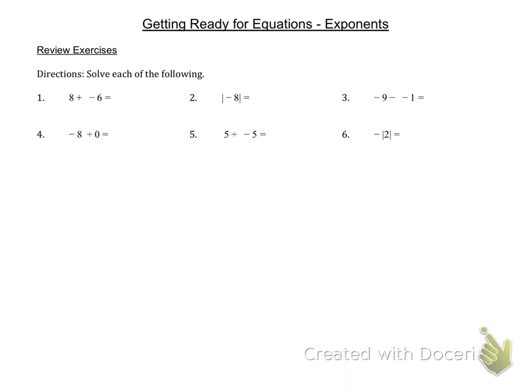Number 1, 8 plus a negative 6. Since you have a positive and a negative number, you're going to subtract the two numbers. 8 minus 6 is 2, and take the sign of the bigger number, which is positive, so positive 2. Number 2, the absolute value of negative 8 is the distance that negative 8 is from 0. So that's going to be 8.